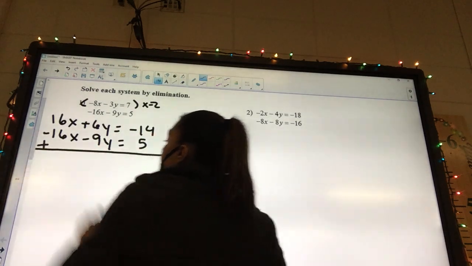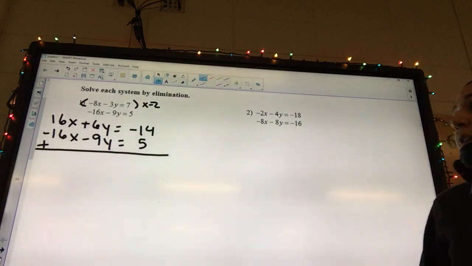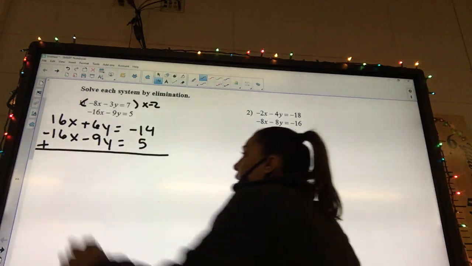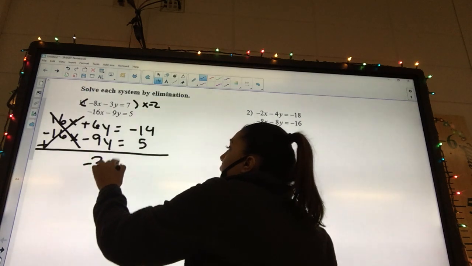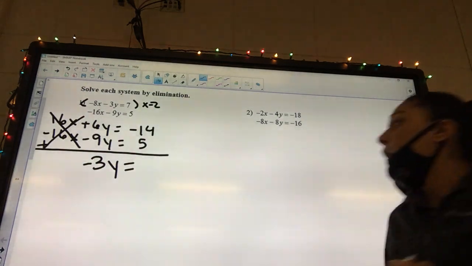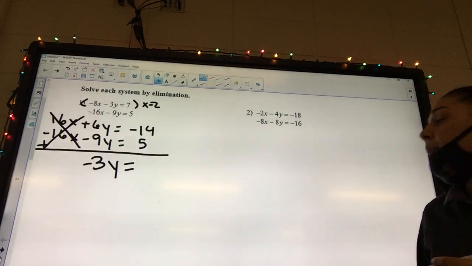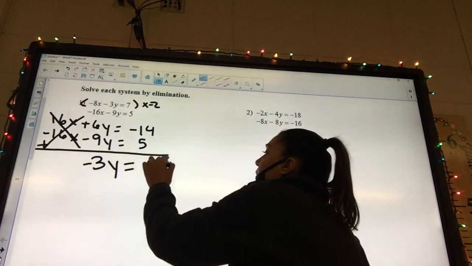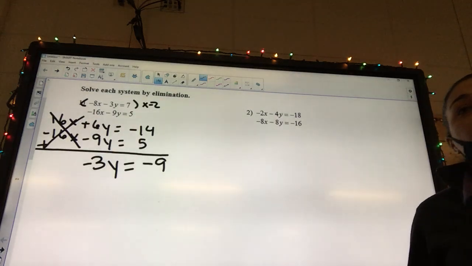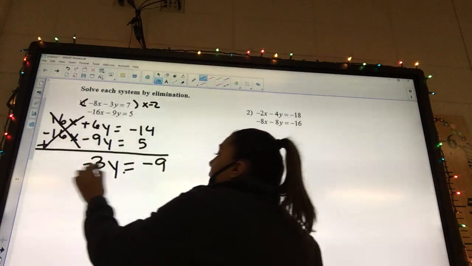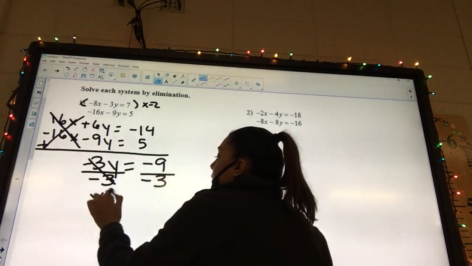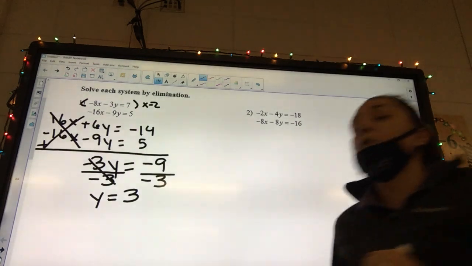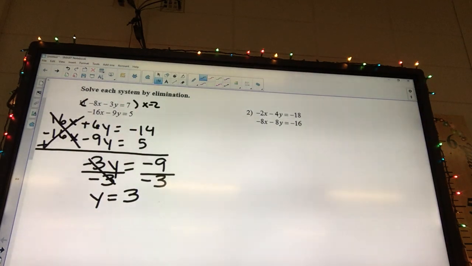We can add these two equations together. Okay, plus 16 and a minus 16 is going to cancel. 6 and a negative 9 is going to give me negative 3y. Okay, well 14 minus 5 is going to give me negative 9. And then we divide by negative 3 on both sides. So y equals 3.